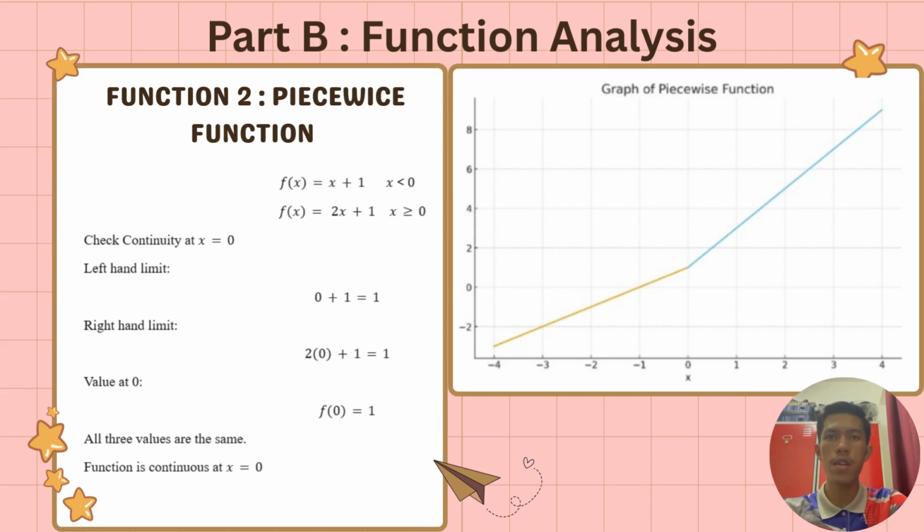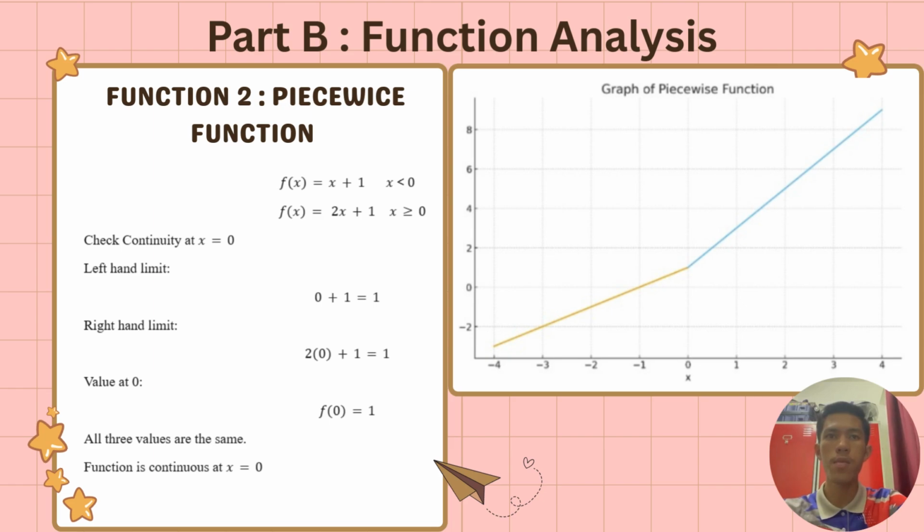For the final check, the function's actual value at 0, we must use the piece of the function that includes the equality, x greater than or equal to 0. So we use f(x) = 2x + 1. Plugging in x = 0 gives us f(0) = 2(0) + 1 = 1.